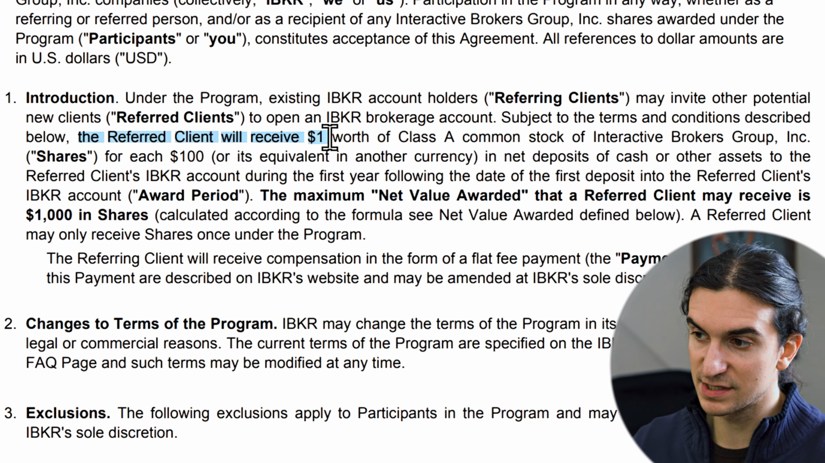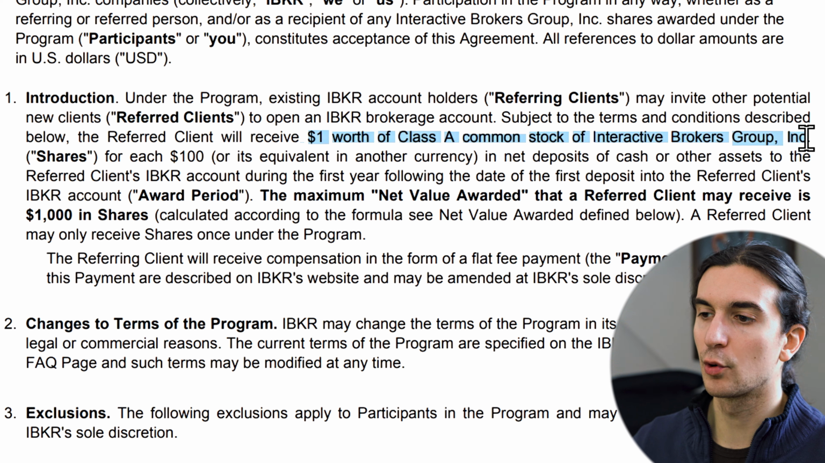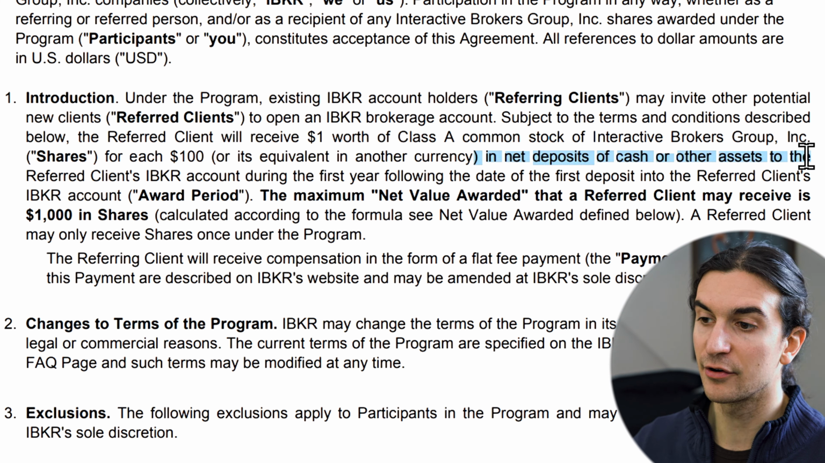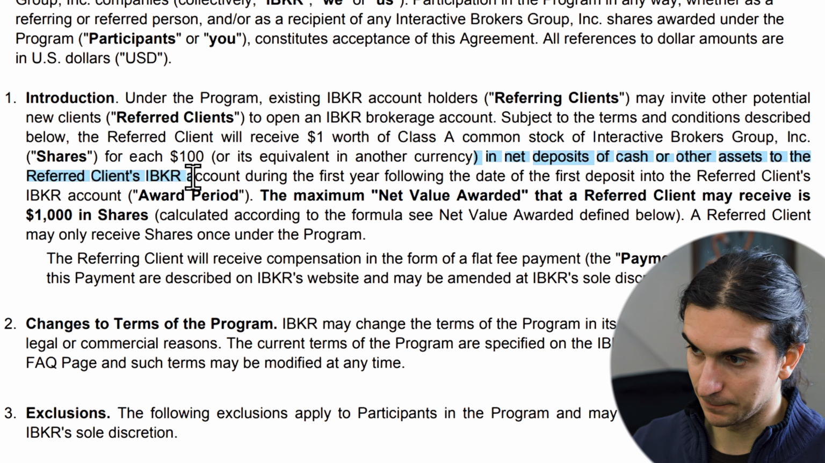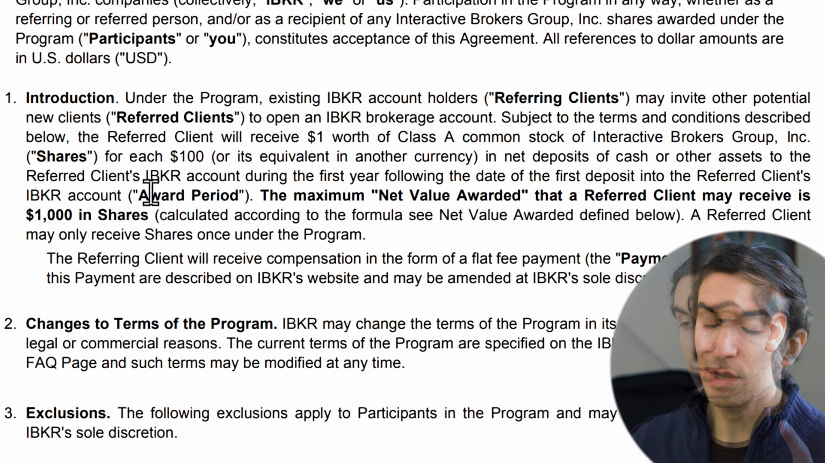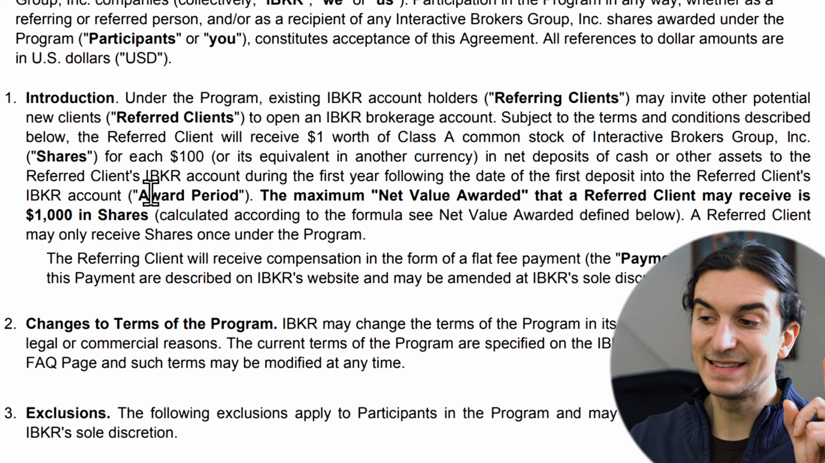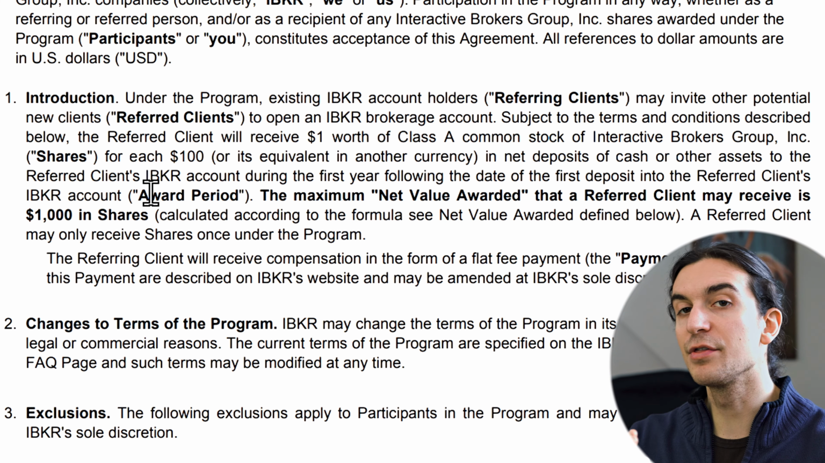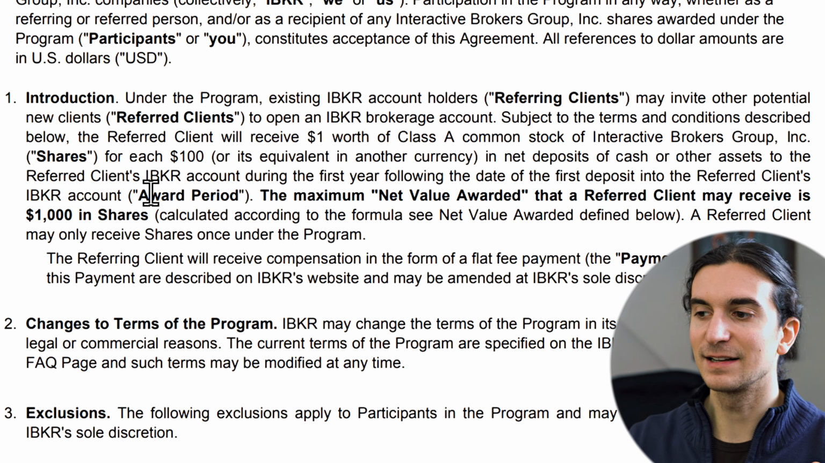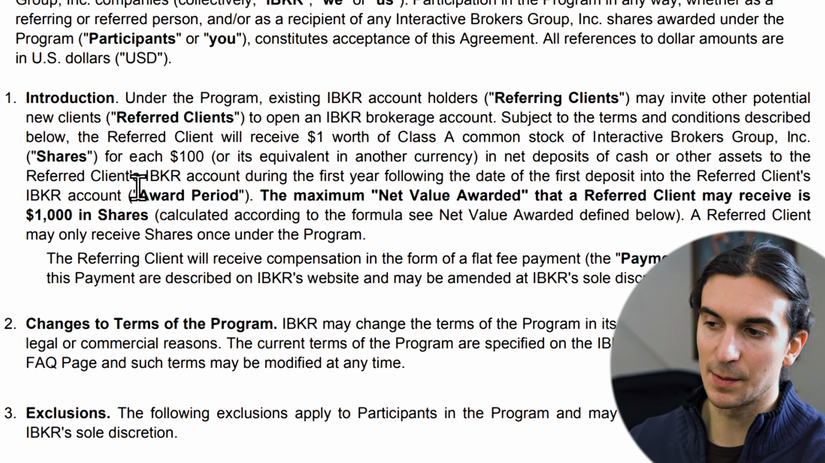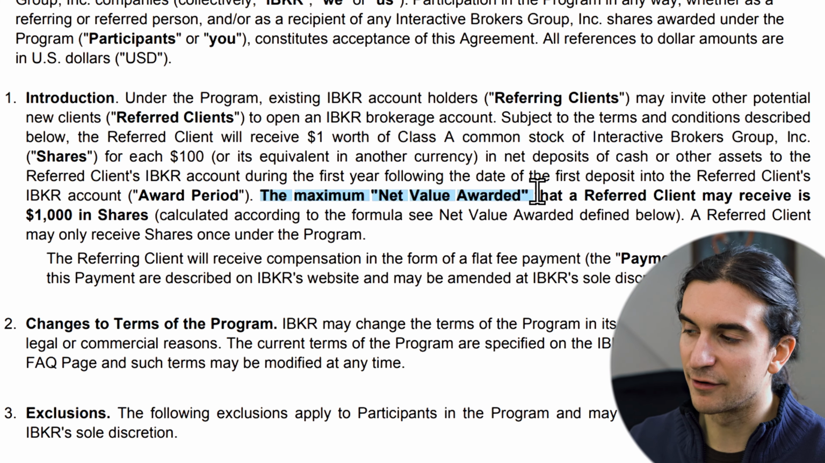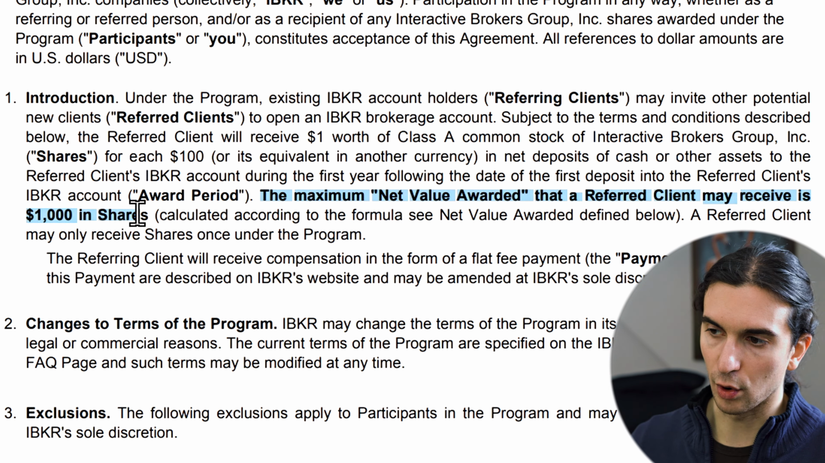The referred client will receive $1 worth of Interactive Brokers shares for each $100 in net deposits of cash or other assets to the account that they open during the first year following the date of the first deposit into their account. So basically, there's a period of 1 year from the date you open the account where all the deposits you make or position transfers, potentially from another account or another brokerage, can go towards you receiving some of these Interactive Brokers shares. And the maximum net value awarded that a referred client may receive is $1,000 worth of those shares.